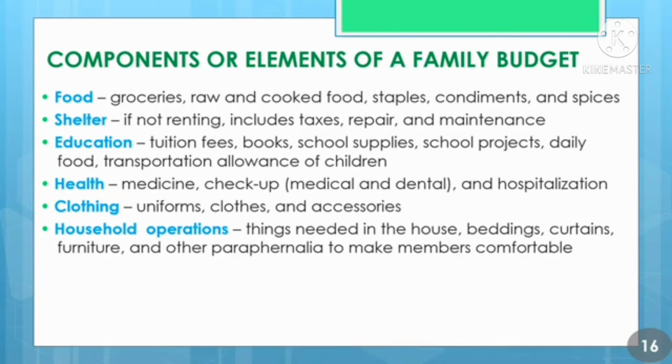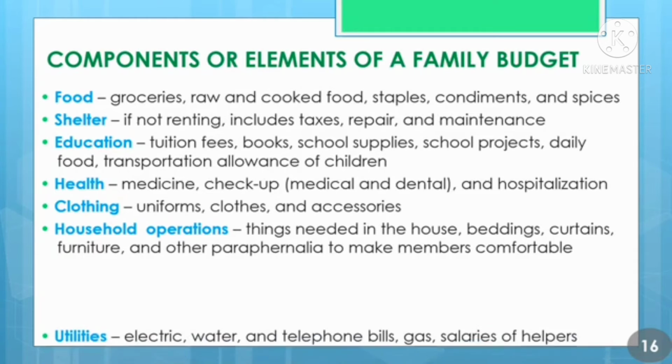Clothing: uniforms, clothes, and accessories. Today's clothing needs have become only secondary to food and other needs, more so if the budget is limited. Clothing need is more or less dictated by the nature of one's occupation, the type of social circle one moves in, and the status symbol that goes with it.